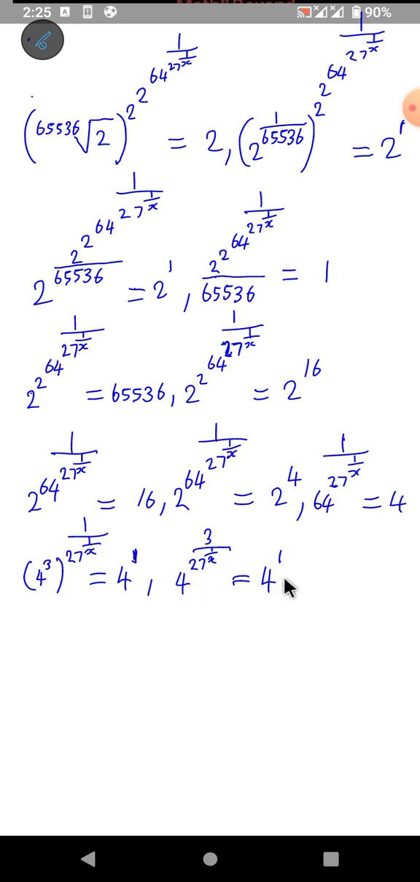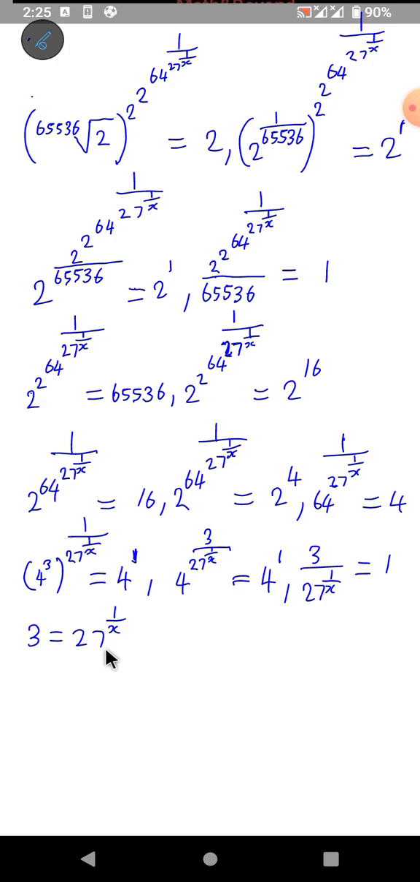Now the bases are equal, so I'm going to equate the power since the bases are equal. So we continue. We say 3 all over 27 raised to the power of 1 all over x, all equal to this power here, which is 1. Then my next step now will be to cross multiply. So we write this 27 raised to the power of 1 over x will multiply 1. So we have 3 equal to 27 raised to the power of 1 all over x.